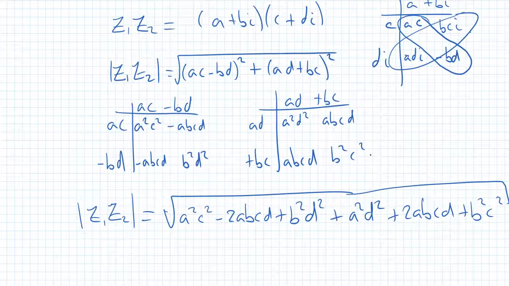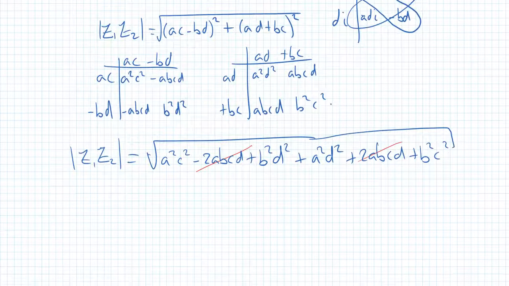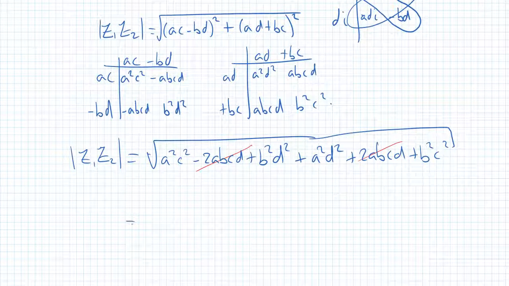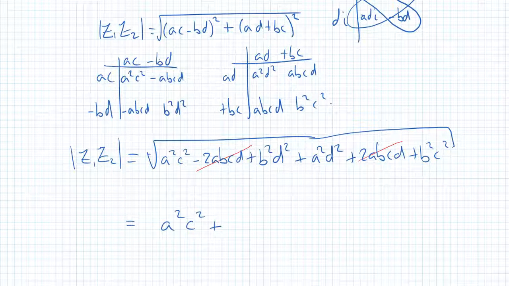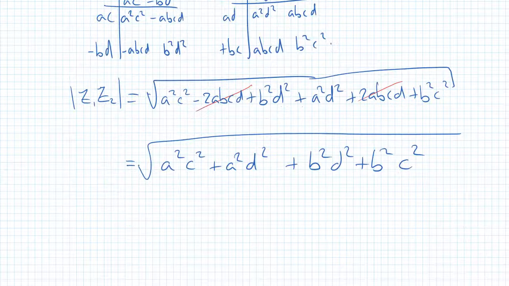Wow, this is a complicated one. Okay, what can we do from there? Well, straight away, we're going to cancel some stuff out. I can see a minus 2abcd and a positive 2abcd. So from there, what we can do is we can write this out again. I think I'll save that square root to the end. Let's have the a squared c squared plus the a squared d squared to start with, plus b squared d squared plus b squared c squared. Okay, all being square rooted.